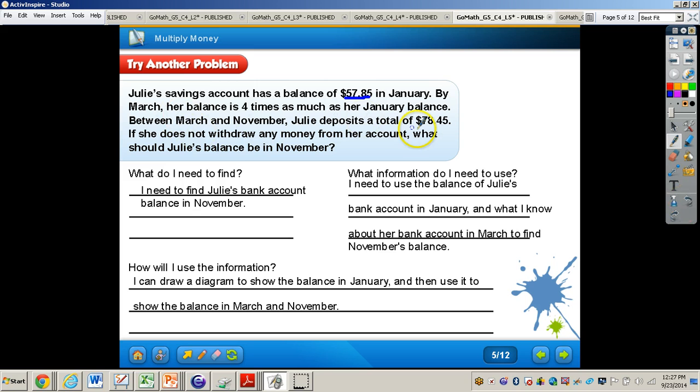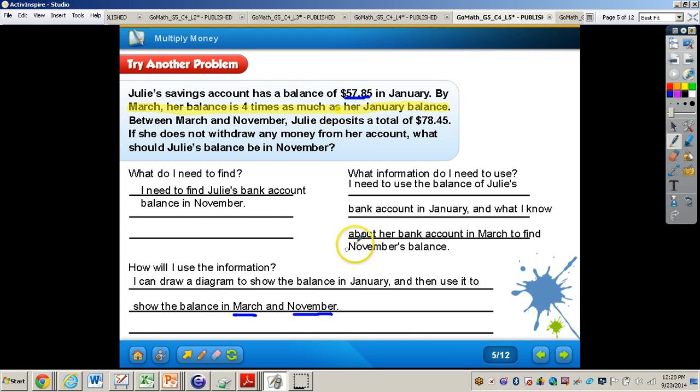Let me do that again so I can highlight this here. By March, her balance is 4 times as much as her January balance. Now, how are we going to use this information? We're going to draw a diagram just like we did on the previous problem to show the balance in January, and then use it to show the balance in March and also November.